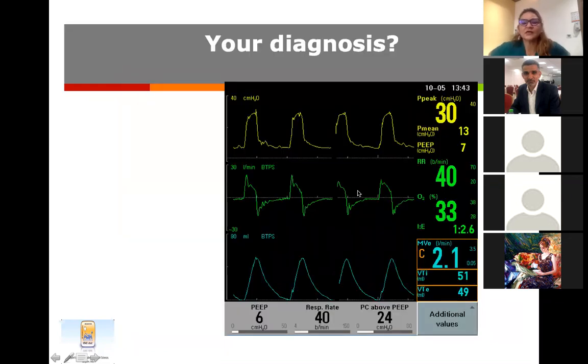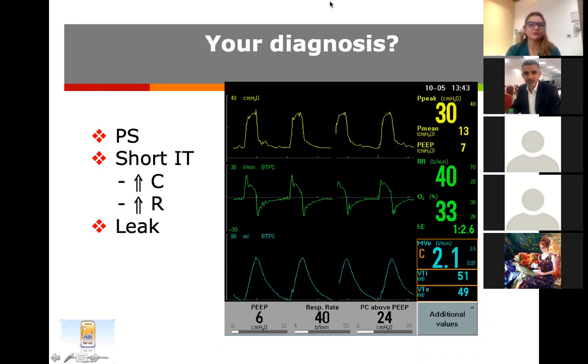So let's see what we learned in a real case scenario. These were all graphics to learn, but this is how the baby graphic will look in your day-to-day practice. Can anyone tell me, this is a pressure time, this is the flow time, and this is a volume time. What is it? You can actually unmute and say also.